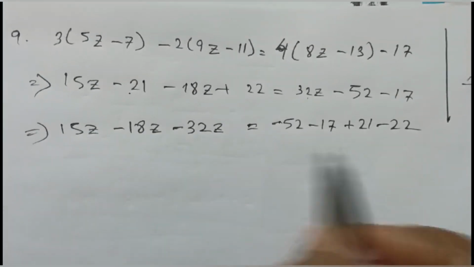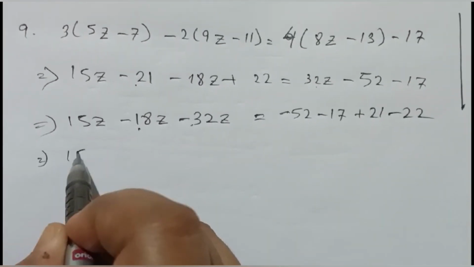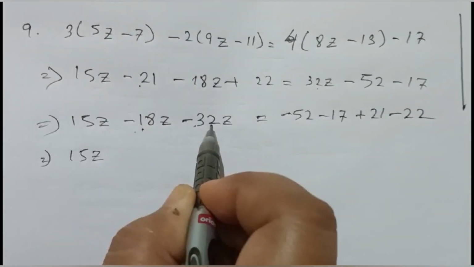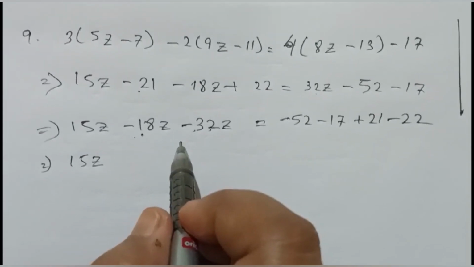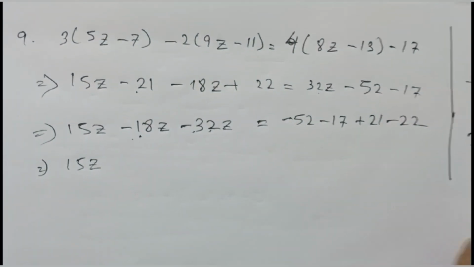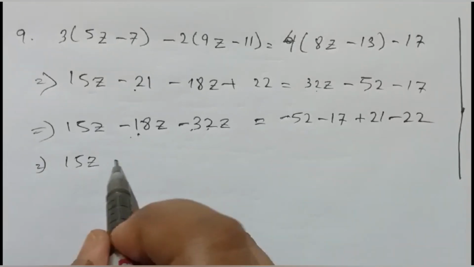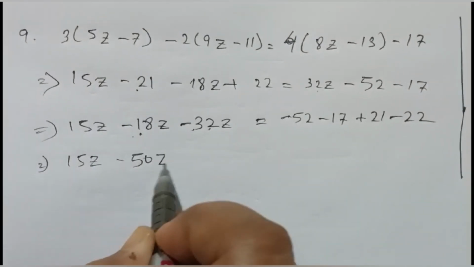So have you understood? Now the signs are similar, that means we'll do addition. Minus minus, we are doing addition or not? So we'll do this one. 32, 18, how much we'll get? 50, minus 50z.